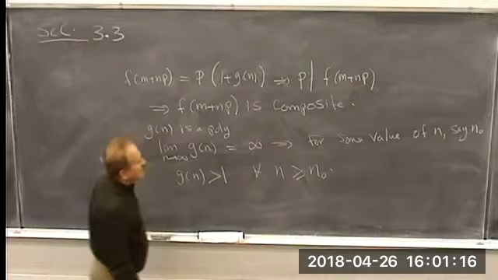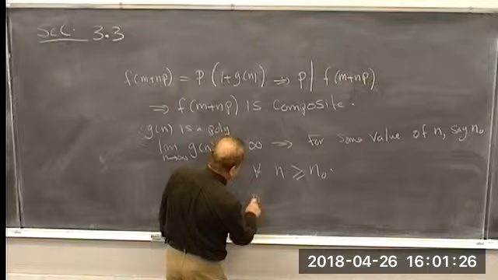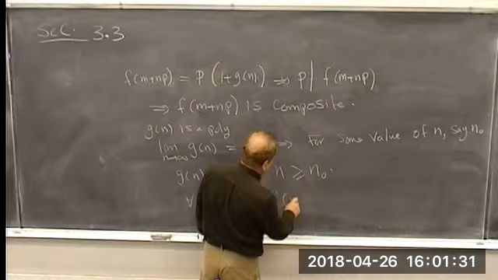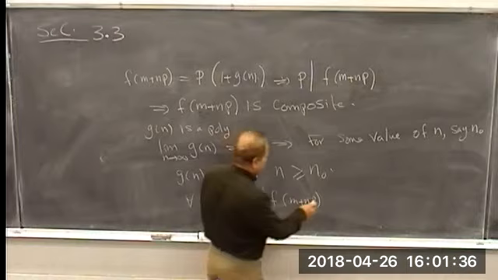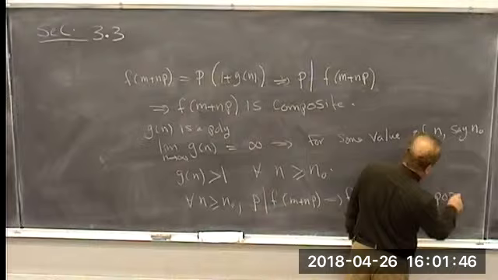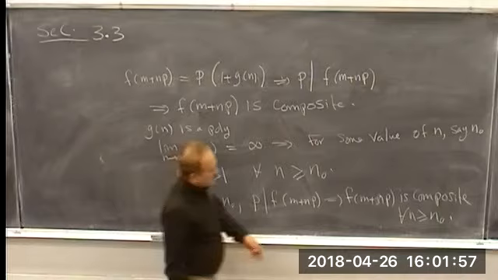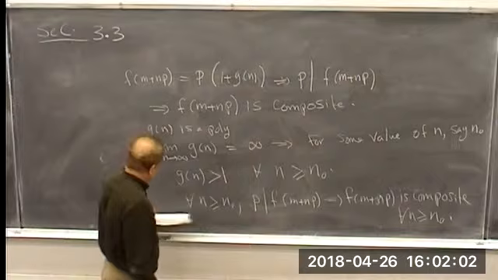So in other words, now we have for every n bigger than or equal to n sub 0, this p is going to divide f of m plus np. And this means that f of m plus np is composite for all n bigger than or equal to m0. And there are infinitely many values bigger than or equal to a certain natural number. So hence, there are infinitely many composites.